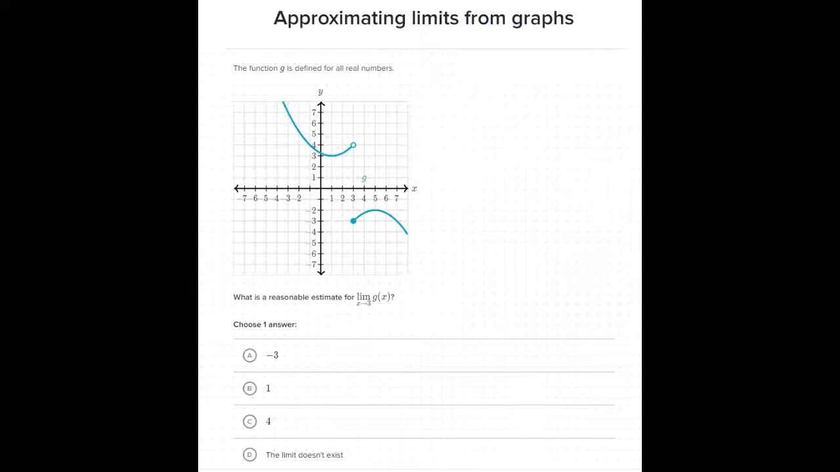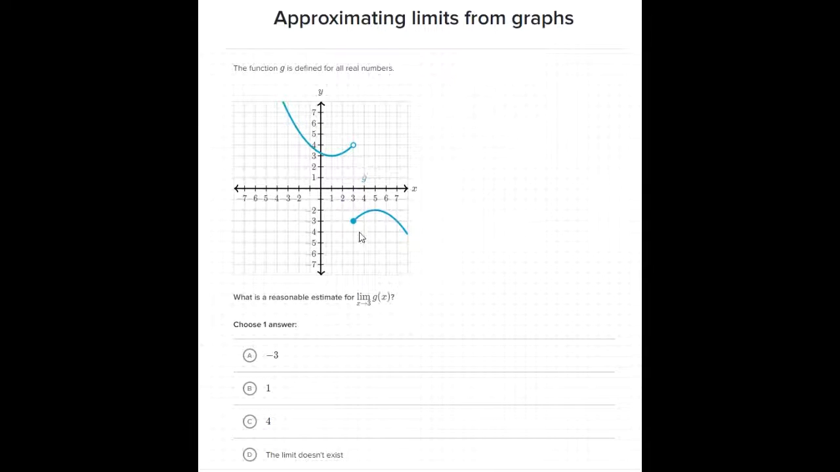And for this one, the function g is defined for all real numbers. So what is a reasonable estimate for the limit of g of x as x approaches 3? And remember, since this is not a one-sided limit, the limit has to be equal from both sides. So from the left, we see x is approaching 3, going here, and it looks as if it's going to hit 4. So as x approaches 3 from the left, it looks to be 4. And from the right, as x is approaching 3 from the right, it looks to be -3.